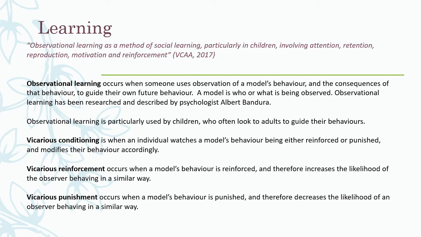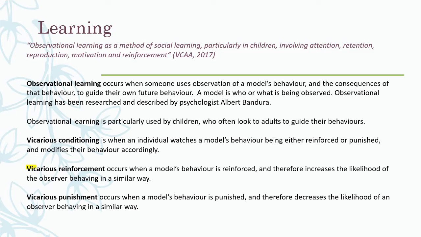When we're looking at observational learning, usually we look at it from the perspective of children, mainly because they use adults as a way of guiding their own behaviours. If we even look at our own behaviours, we look at vicarious conditioning. So we look at somebody else's behaviours and whether or not they're being reinforced or punished, and this modifies your behaviour accordingly. So if you see someone else getting punished or reinforced because they've done something good or bad, then you're less likely to do it as well, or more likely to do it, depending on what happens.